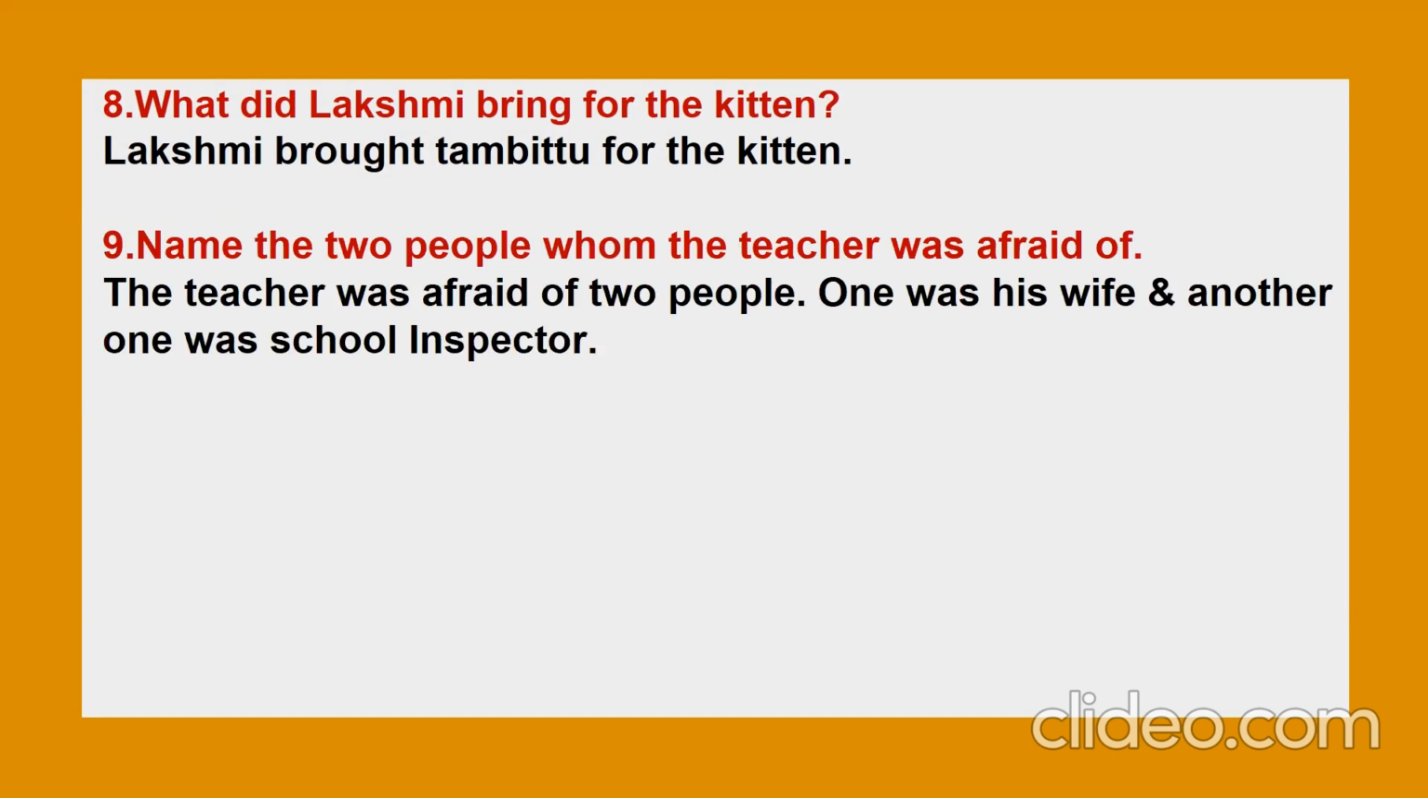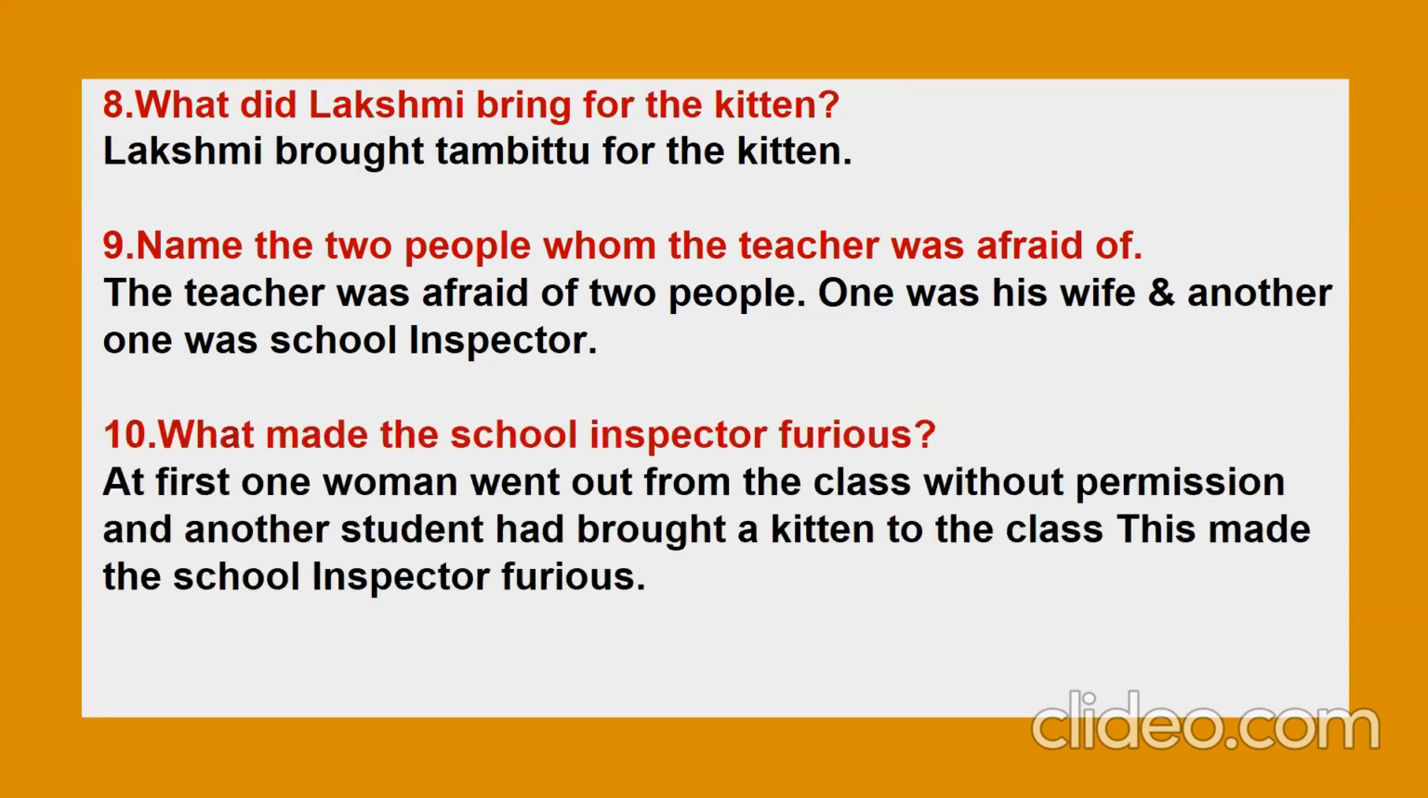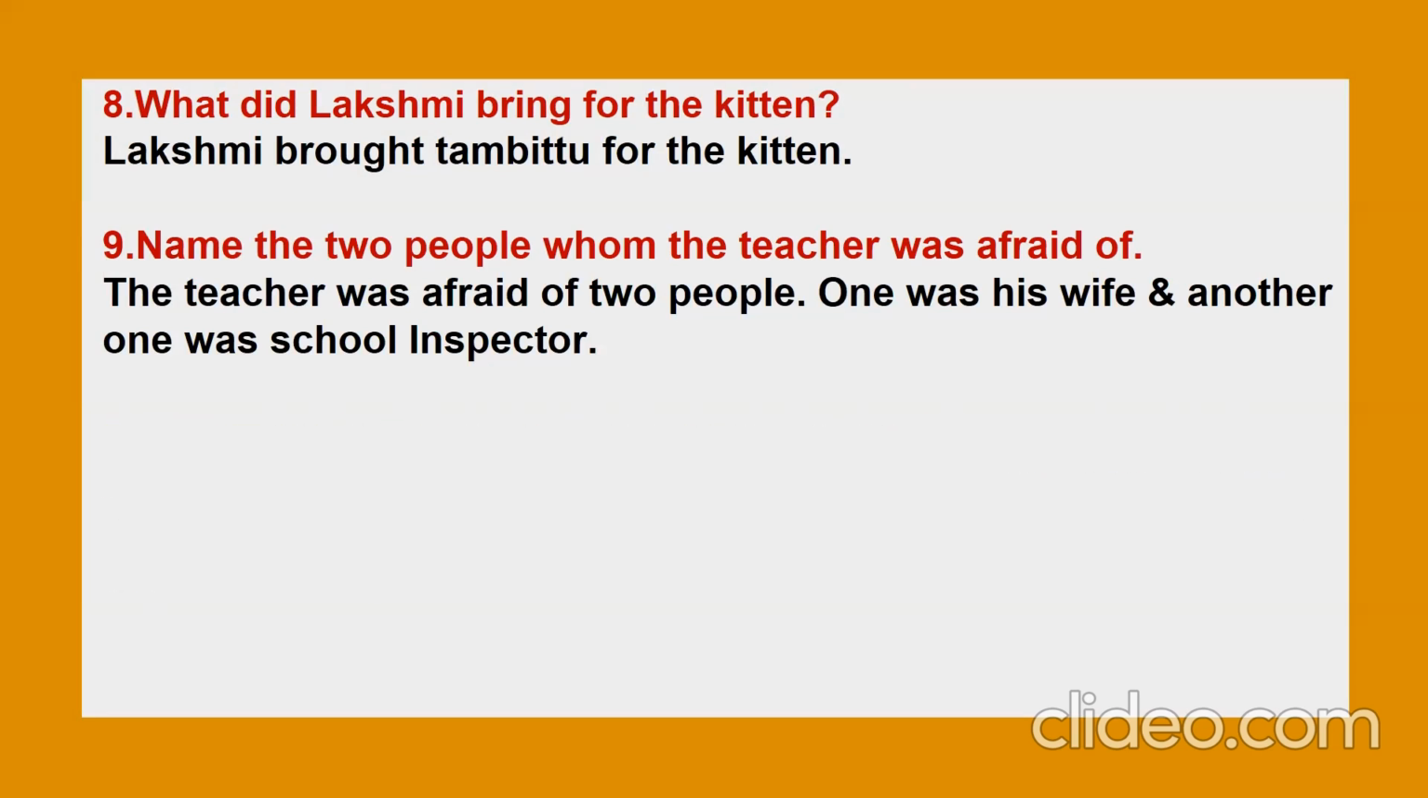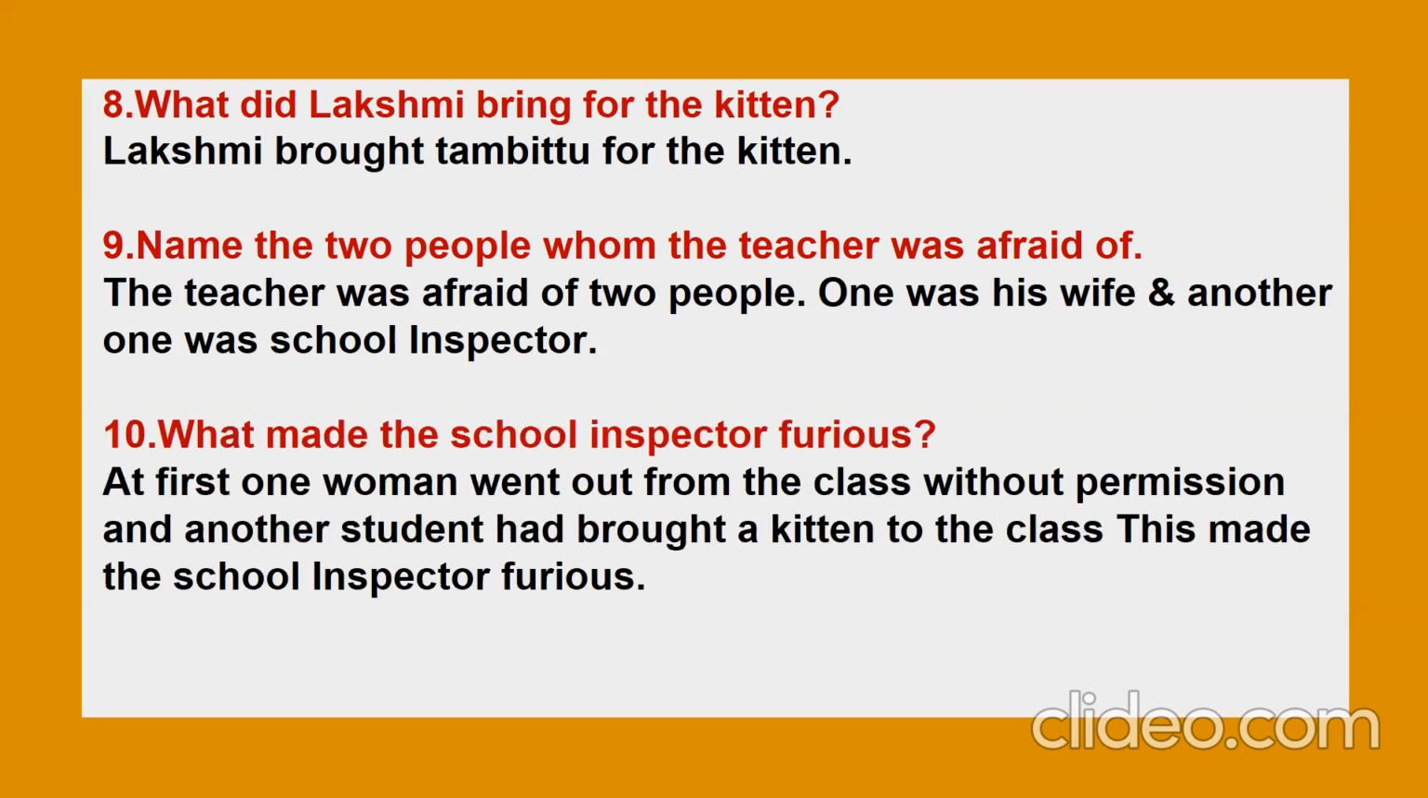Name the two people whom the teacher was afraid of. The teacher was afraid of two people: one his wife and the other the school inspector. What made the school inspector furious? Why was he angry? At first one girl went out from the class without permission and another student had brought a kitten to the class. This made the inspector very furious.